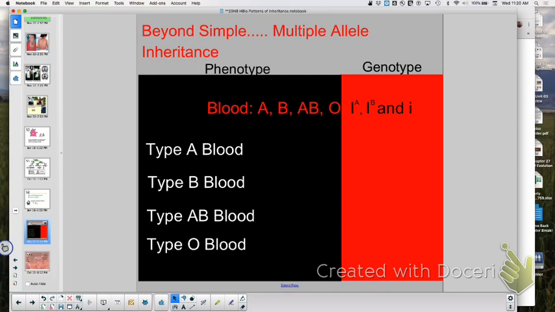Okay, did you say this? This would be homozygous A, big IA, big IA. And this would be a heterozygous type A, because big IA is still dominant over little i.